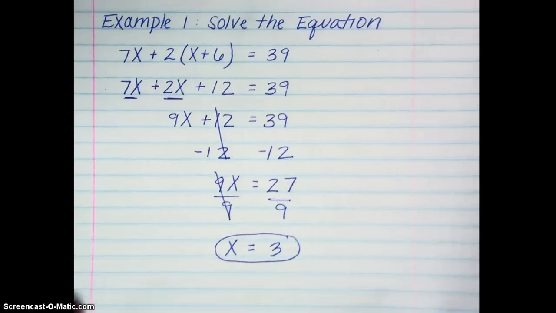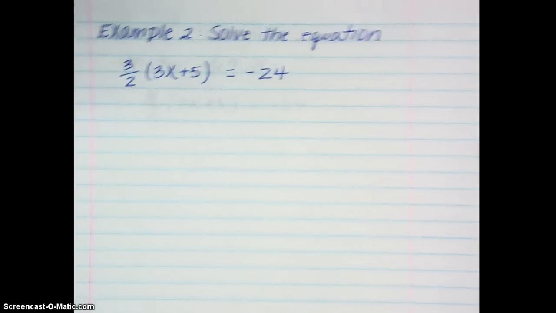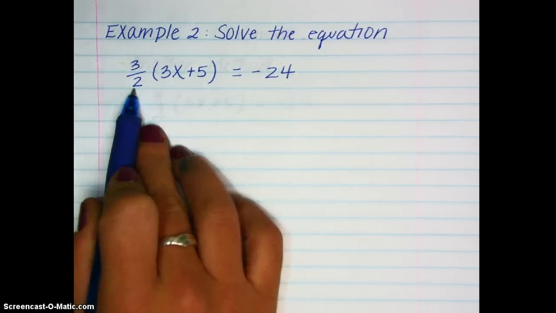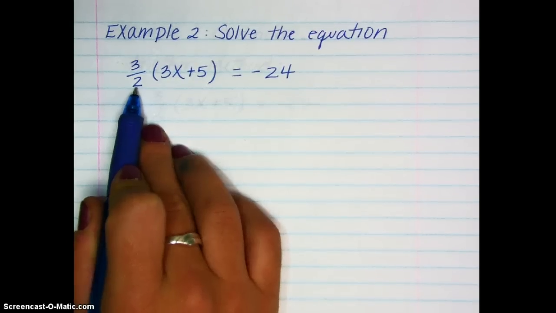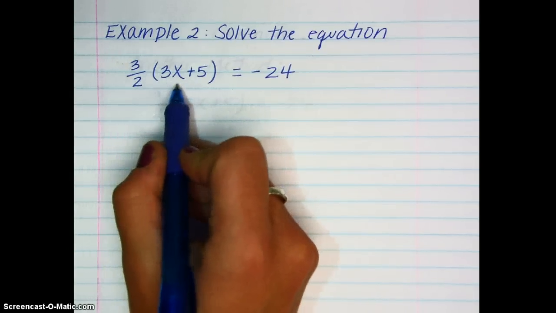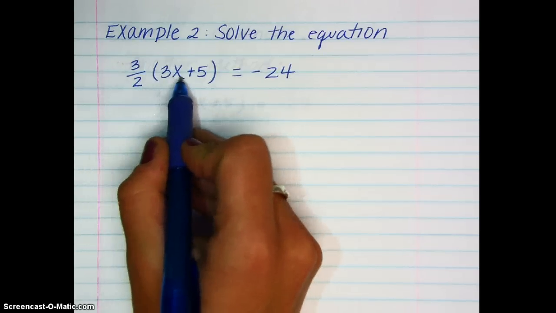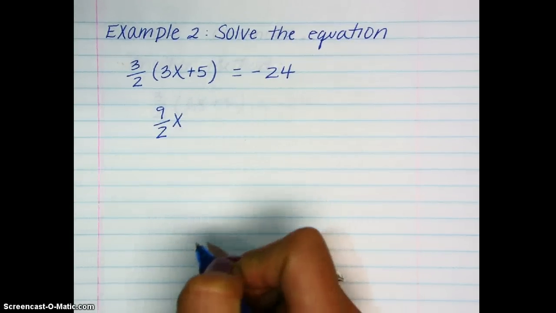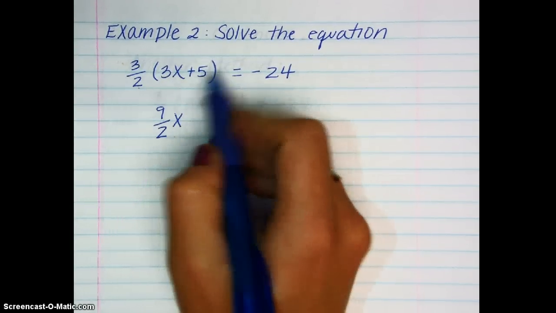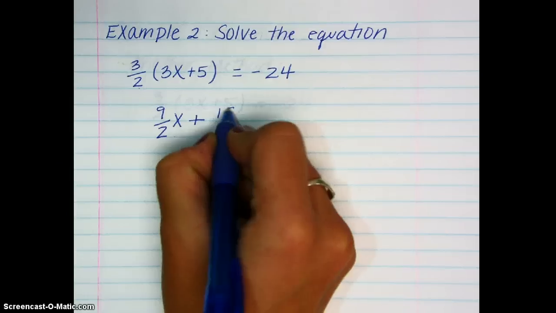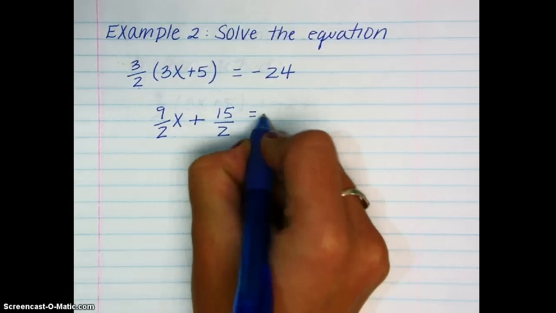So let's take a look at another example. In this example, you'll notice the number outside of our set of parentheses is a fraction. And there's a few different ways that you can take care of this. So first, let's just go ahead and eliminate our parentheses by distributing, multiplying 3 halves by 3x. 3 halves times 3x is going to give us 9 halves x. And then 3 halves times 5 is going to give us a positive, so I write plus 15 halves, and that's all equal to negative 24.